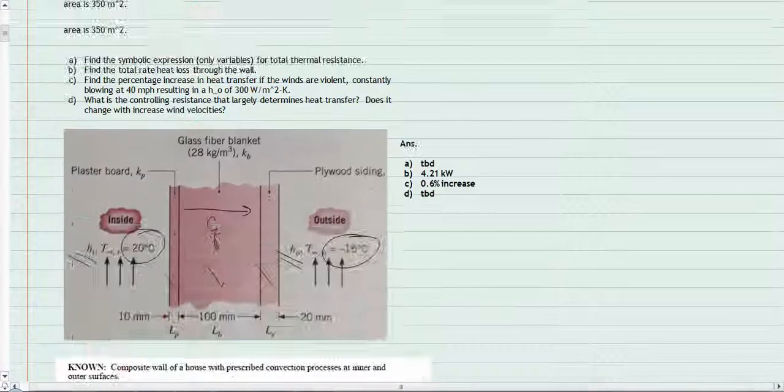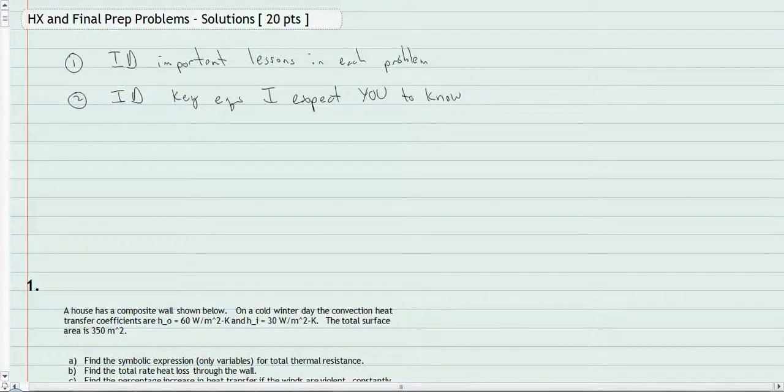In summary, I would say that in preparation, you should focus on the basic equations of conservation of energy, entropy balance, thermal resistance, and I think you'll be fine.